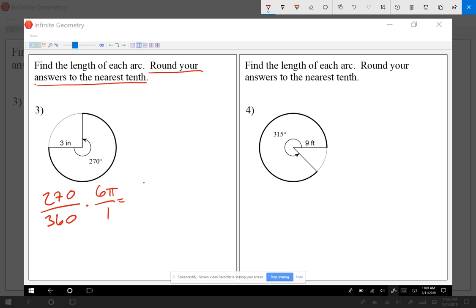On the top, I'm going to have 270 times 6 times 3.14. Right? I'm multiplying everything on top. But pi, I'm looking at as a decimal. And whatever I get, I'm going to divide this by 360. Okay. So once again, I'm not going to worry about simplifying. I'm just going to type everything in. 270 times 6 times 3.14. And whatever I get, I'm going to divide it by 360.